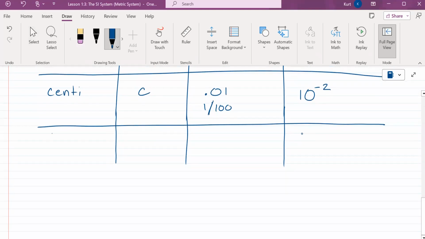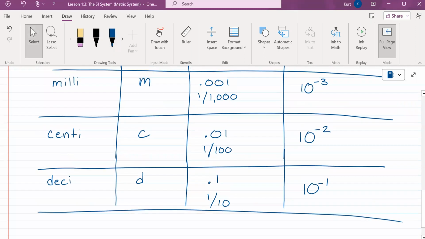Okay, next is deci. Lowercase d. 0.1. 1/10. 10 to the negative 1. And that is it for everything that is smaller than one base unit. A base unit is a meter, a gram, a liter, a mole, a second.